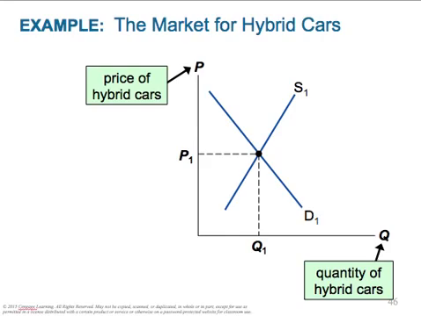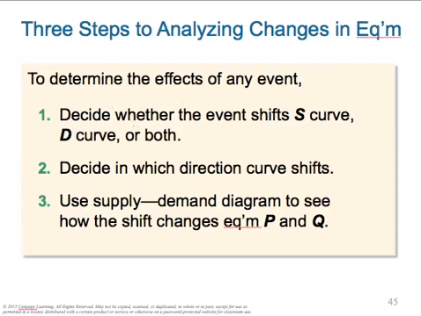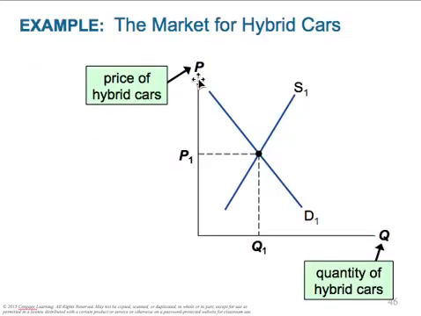So let's work through an example here. The market for hybrid cars. On the vertical axis here we have the price of hybrid cars. On the horizontal axis we have the quantity of hybrid cars. We have the supply schedule, the demand schedule here, the supply curve, demand curve, and we have our equilibrium price and our equilibrium quantity, at least our original price and quantity.